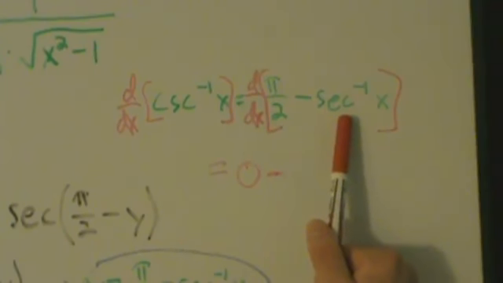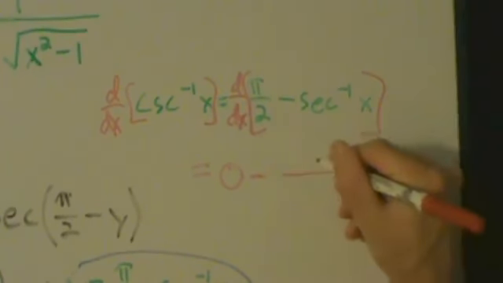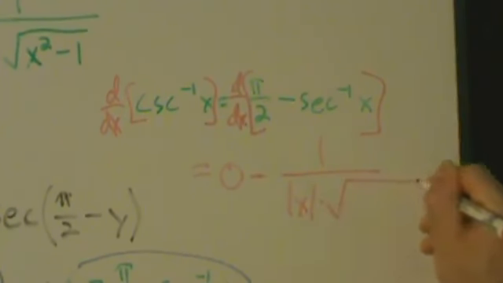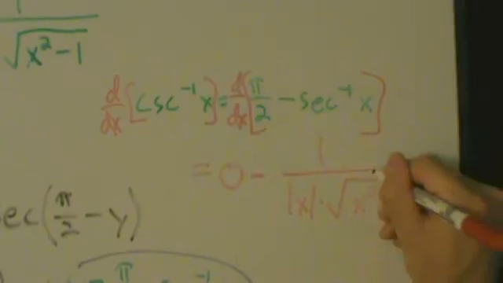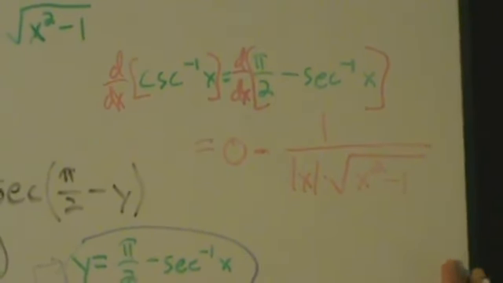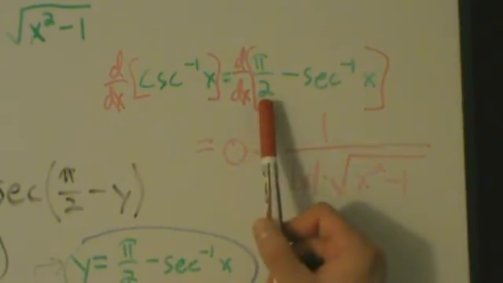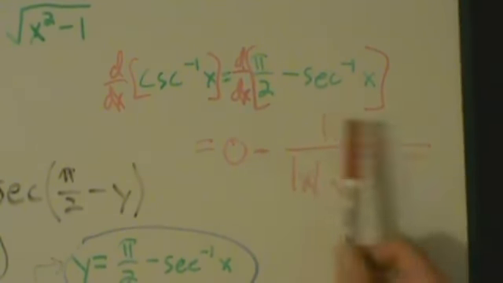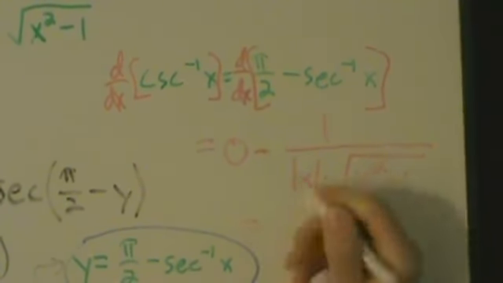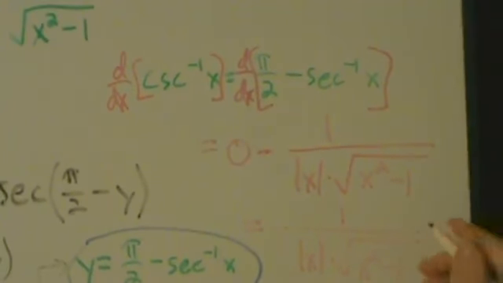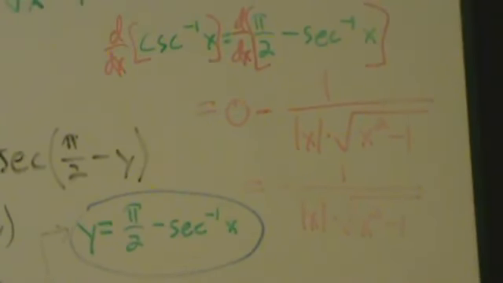And what's the derivative of inverse secant? Well, we know from the last video, it's just 1 over the absolute value of x times the square root of x squared minus 1. Okay, so d/dx of pi over 2 minus that equals 0, because pi over 2 is just a constant, minus that, because this is the derivative of the inverse secant function. So then, simplify, and we just have negative 1 over absolute value of x times square root of x squared minus 1. And that's the derivative of the inverse cosecant function.